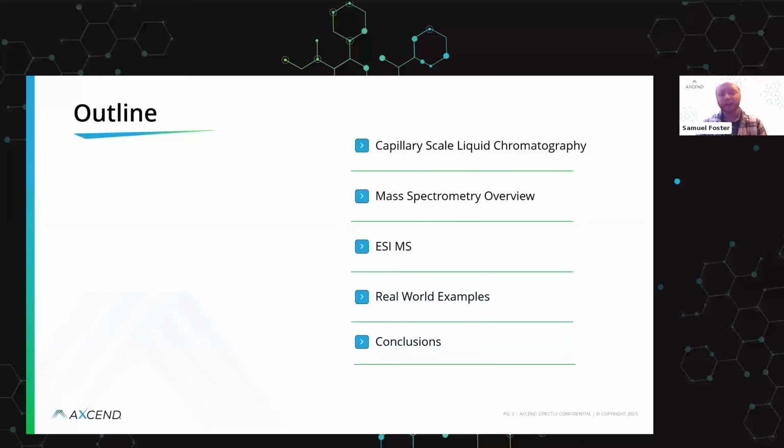We'll then take a look at ESI, or Electrospray ionization mass spec, and how it changes as we change our flow rate. Then we'll take a look at a couple of real world examples where we've been able to demonstrate our system hooked to mass specs. And finally, we'll wrap it up and take any questions.